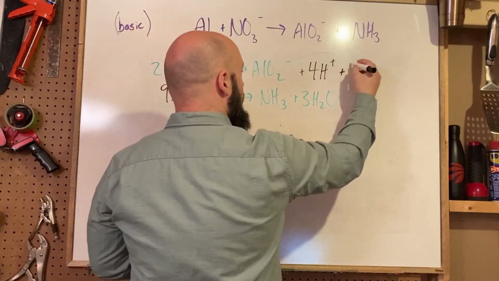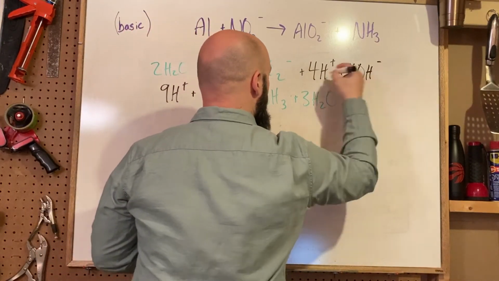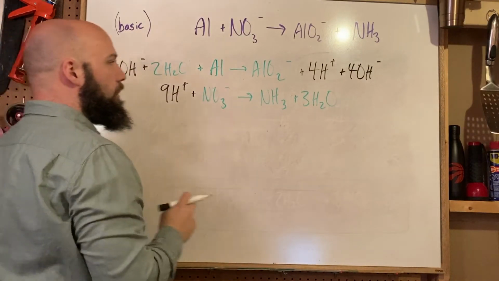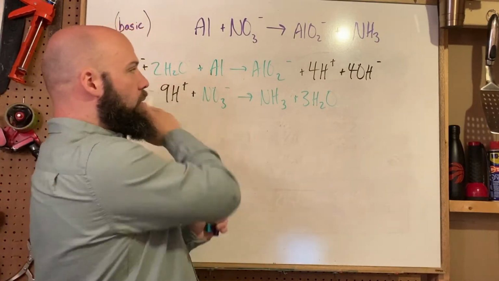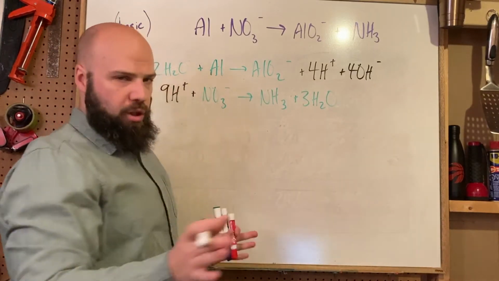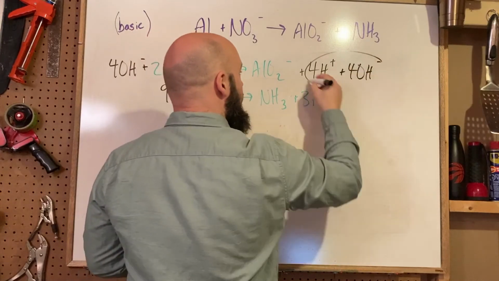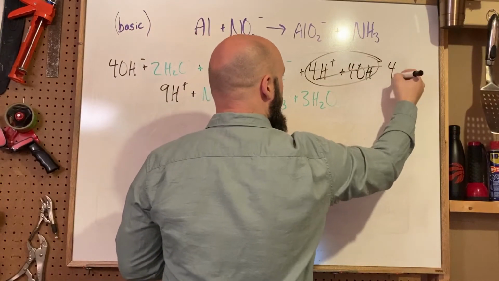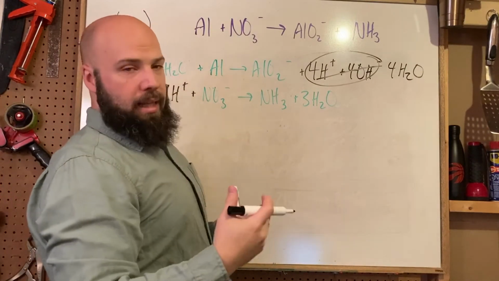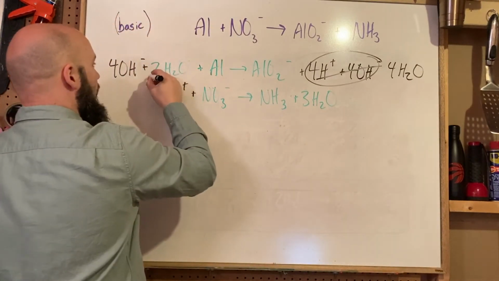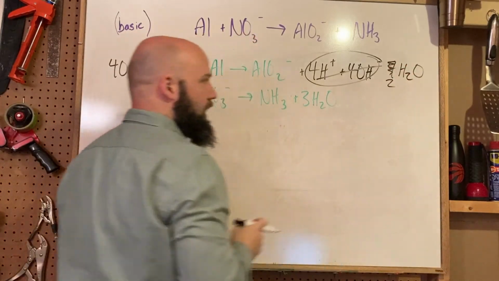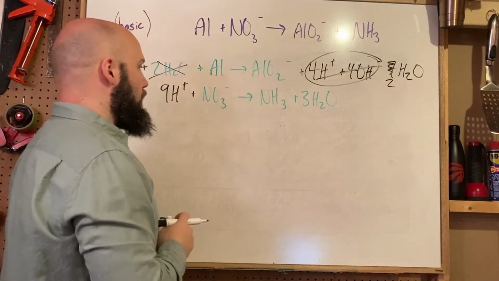So here, 4 hydroxides will react with those 4 hydrogens, but by putting them on each side of the reaction, you keep this half reaction elementally balanced. Charges aren't balanced yet. These will create 4 water. And then you could simplify this half reaction even further, saying, well, since there's 4 water being produced and 2 being used up, it's just a net of 2 being produced.